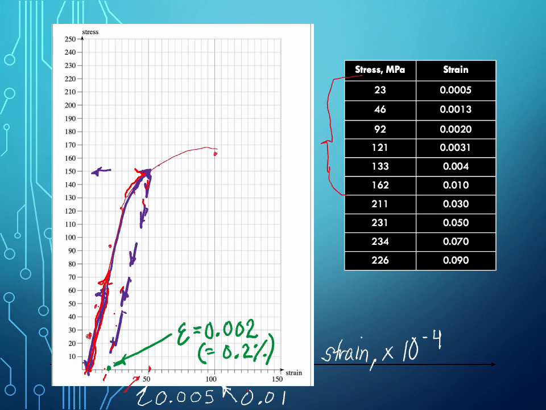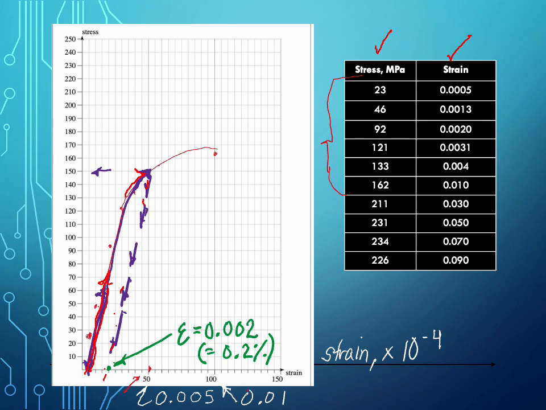Okay, so that's method one, where you're given basically load and extension data in some kind of a spreadsheet. The steps involved are, first, converting the load to stress and the extension to strain, so that you've converted load extension to stress strain as two columns of data, and then you plot that data on a graph. And we only need to go so far with the data until we have some plastic deformation.